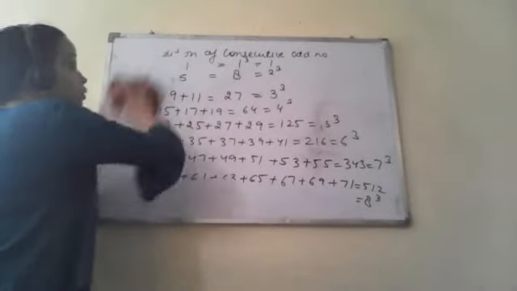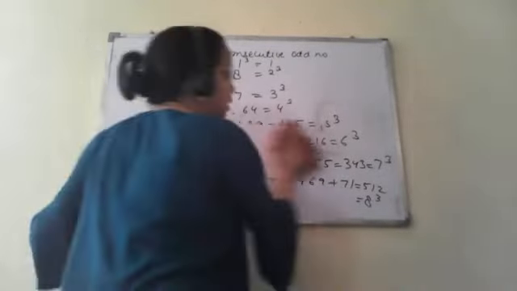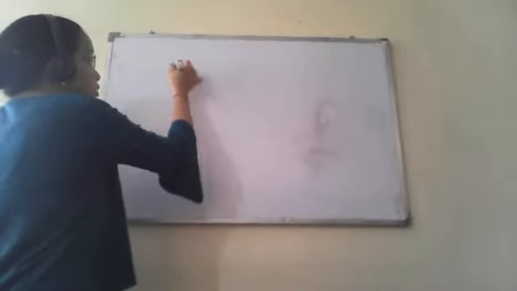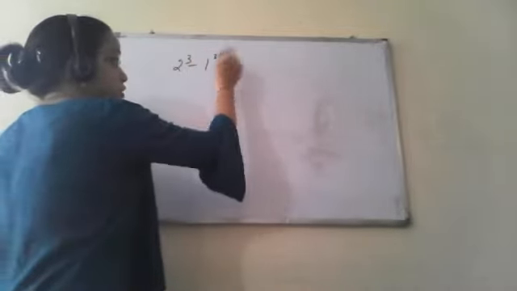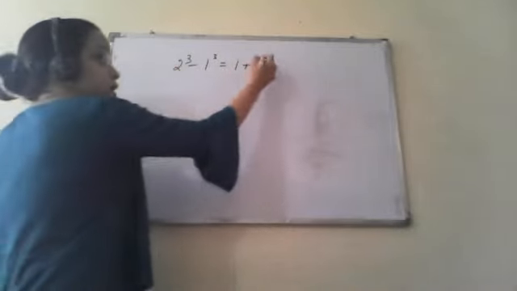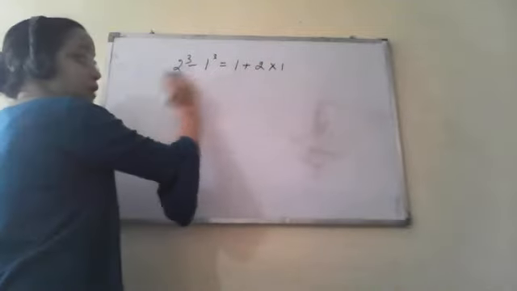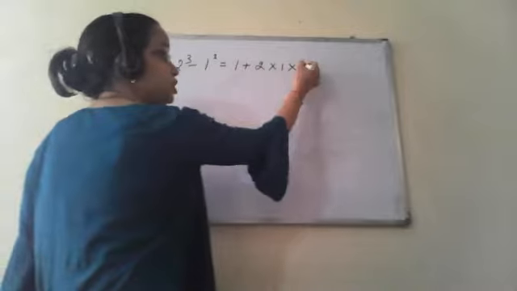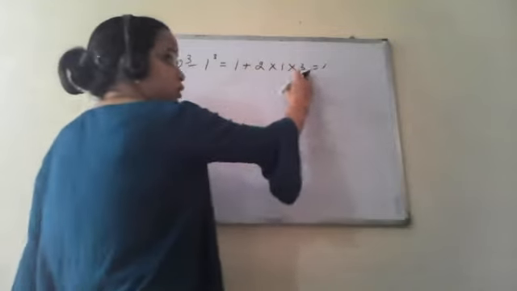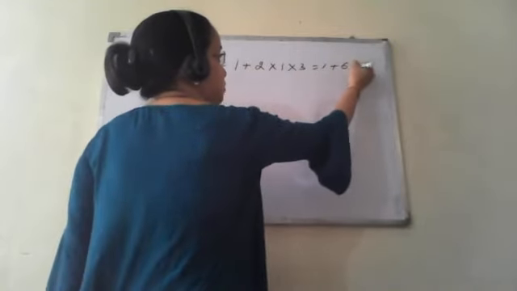Now there are certain patterns, like if we have to calculate the difference of cubes of two consecutive numbers. See, if we have to calculate 2 cube minus 1 cube, these are consecutive numbers, so the value of this expression will be 1 plus the product of these two numbers, that is 2 into 1 into 3. So 1 plus 2 into 1 into 3, this is 6. So 1 plus 6 is 7.